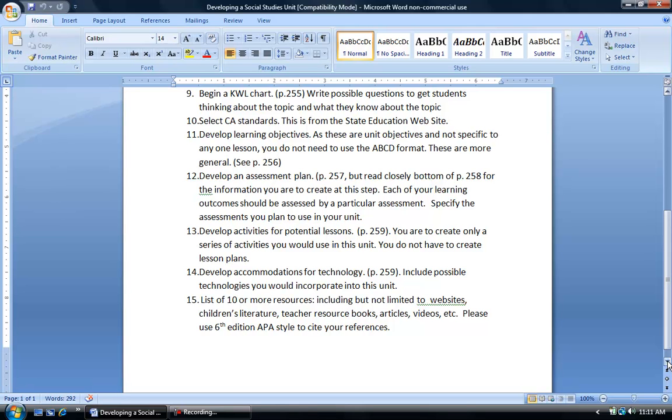And then last but not least, and there are other steps in the book, but that's implementing the unit and then reflecting on the unit, which are, of course, necessary steps, but for the sake of this assignment, I want you then to make a bibliography or a list of your resources. And that should not be limited just to only one type of resource. Any of the information you receive from any of the resources should be included in here. So if it's websites, children's literature, teachers' books, articles, videos, any of that.